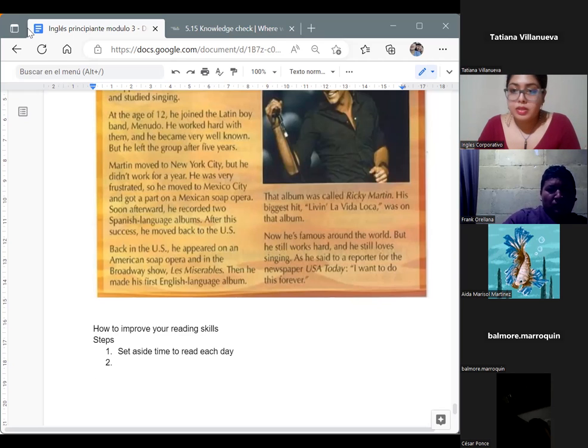You can read news, articles, fiction, magazine, or any kind of text.